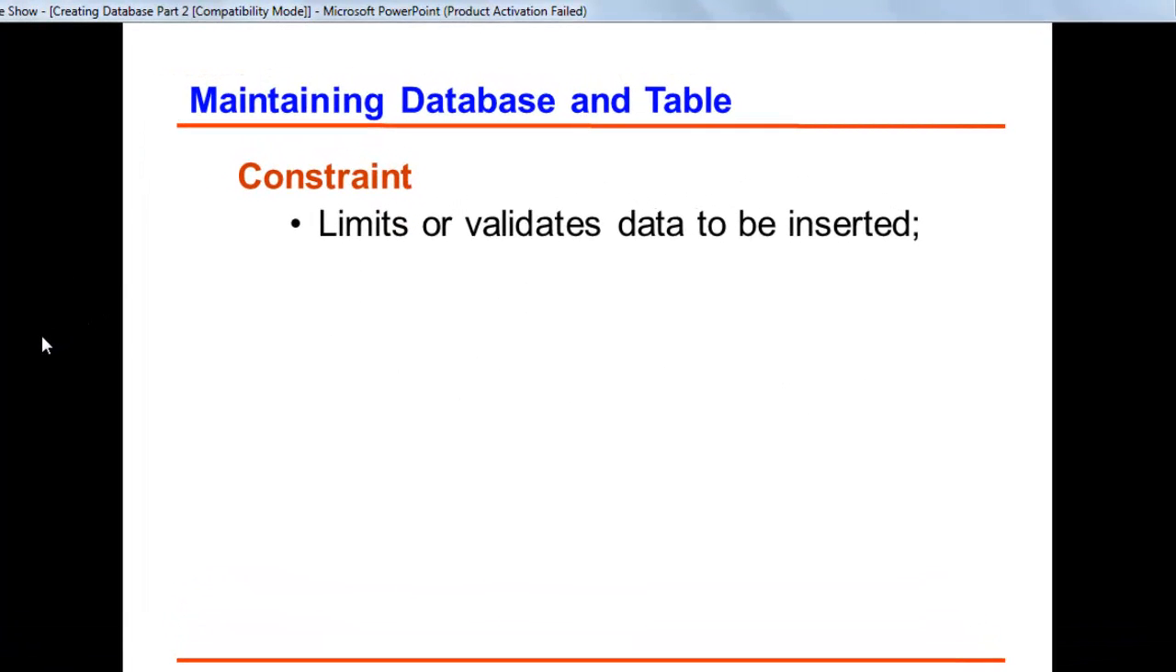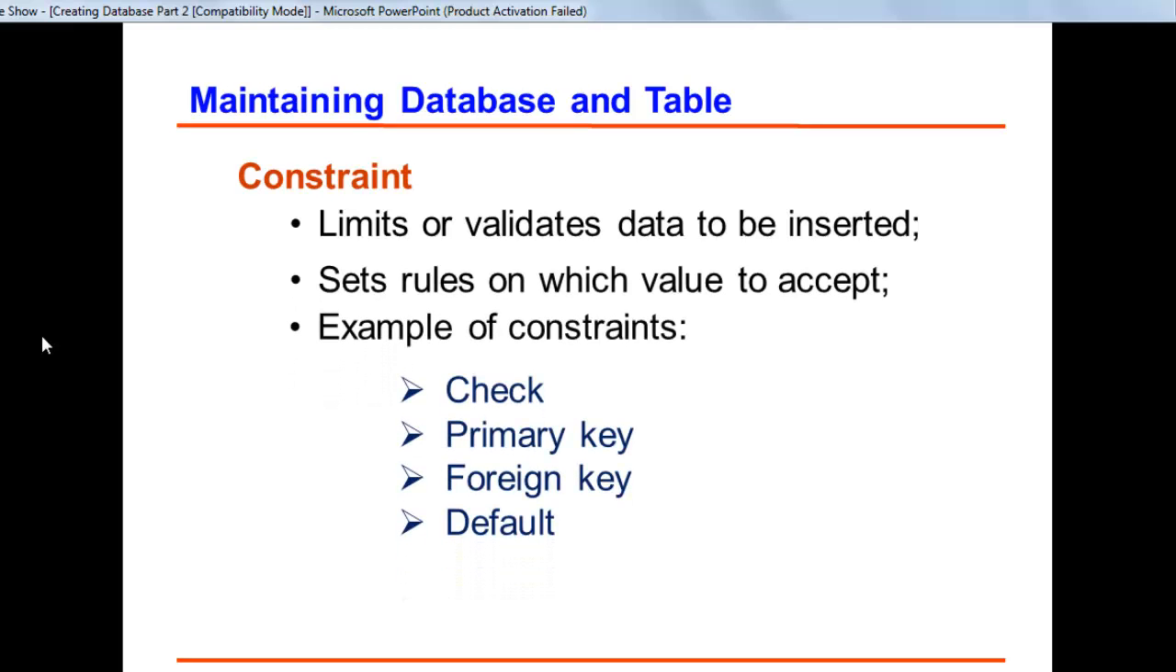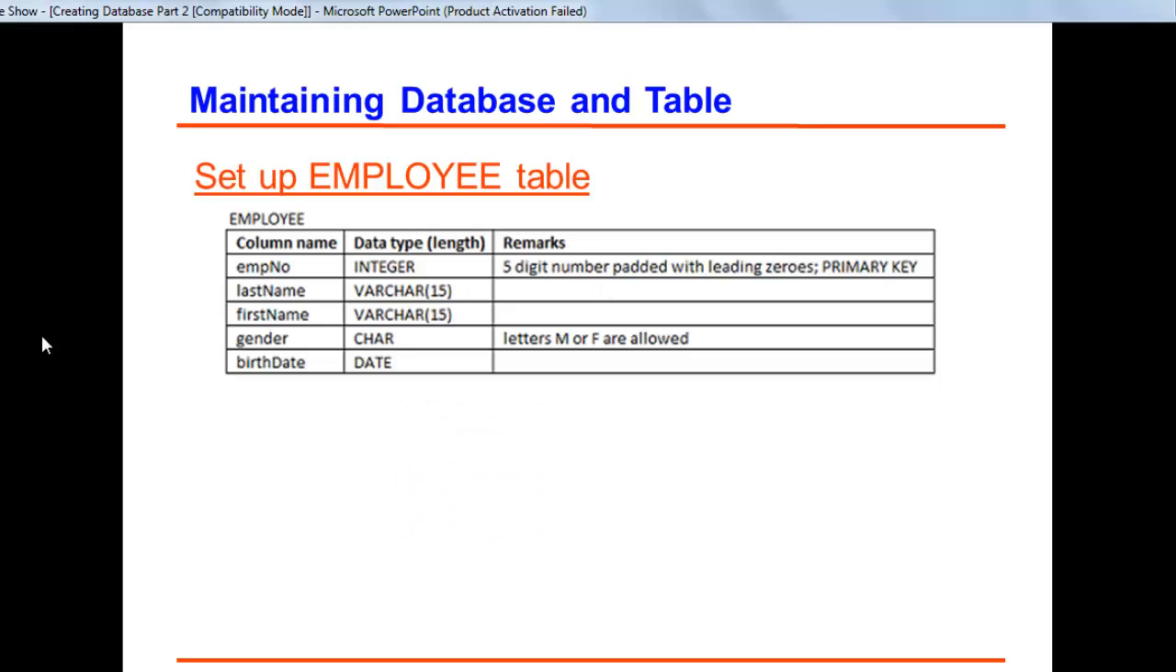When we talk about constraints, we limit or validate the data first before it is inserted into a table. Constraints set rules on which values to accept. Examples of constraints that we could use in DB2 are check, primary key, foreign key, and default.